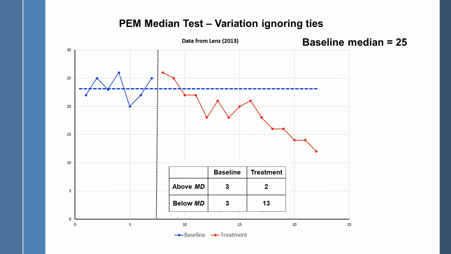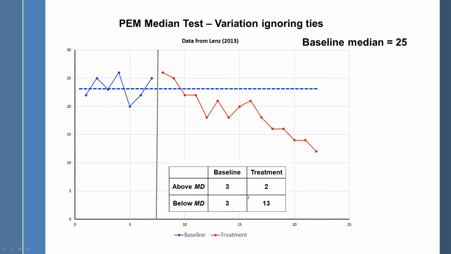This is a better reflection, I think, of phase change from baseline to treatment. So we compare now the baseline median to the treatment phase. And now you can see that there's a different pattern. Of course, for the baseline, half of the observations are going to be above and half below because the median is based on the baseline section or phase. So by definition, it's going to have half above and half below.